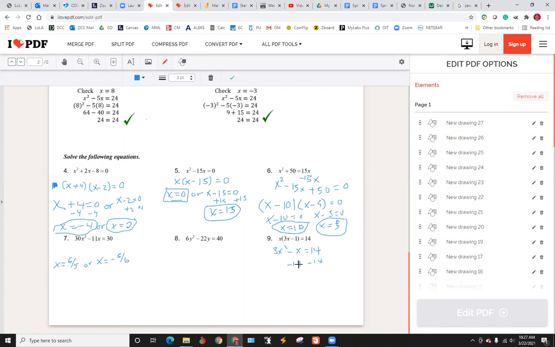You can't do that before, well, you can, but you just want to make sure you don't multiply times the 14, -14. But anyway, then you got 3x squared minus x minus 14 is equal to 0.